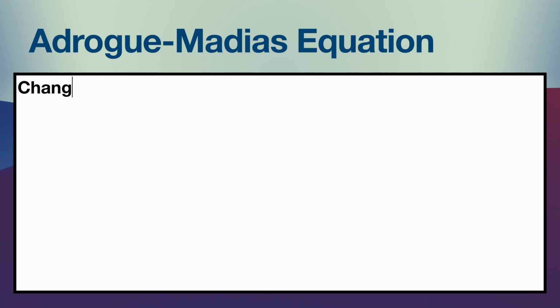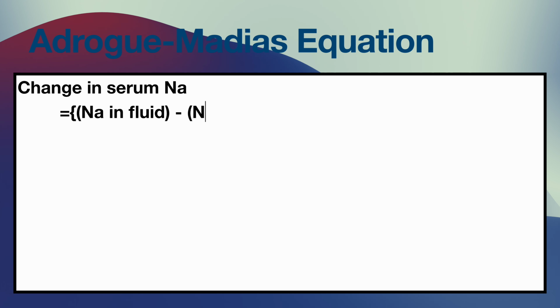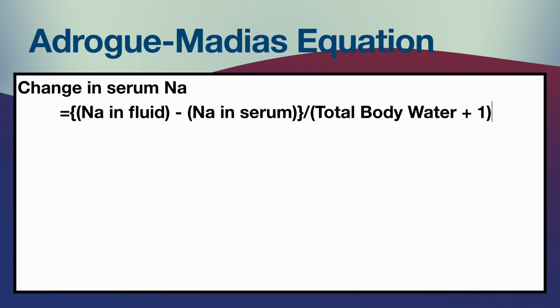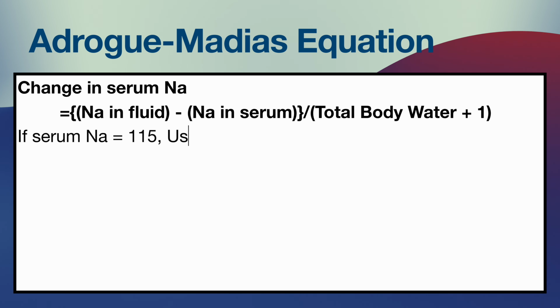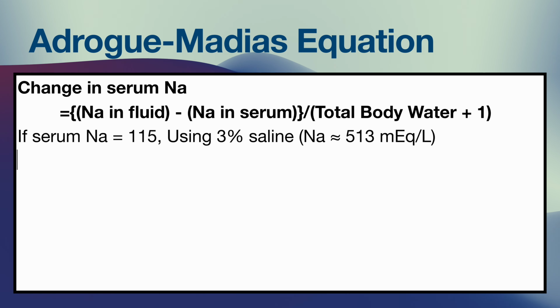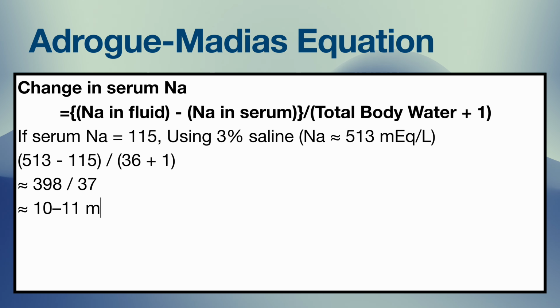So the change in serum sodium with every liter of fluid will be the difference in the sodium of the fluid and the serum sodium divided by total body water plus 1. So if serum sodium is 115 and we're using 3% saline, which has a sodium of 513, we'll divide the difference of 398 by total body water, that will be 36 for a 60 kg man, plus 1, and that will be roughly 10 to 11 milliequivalent per liter.